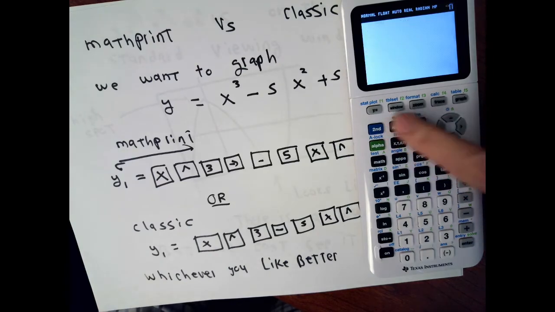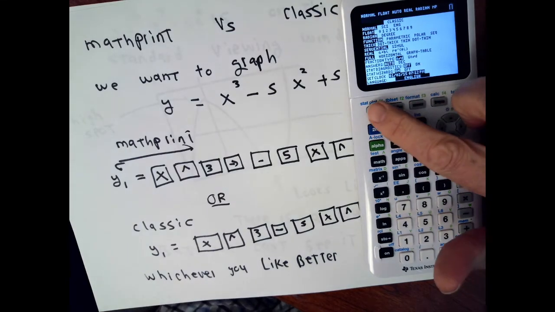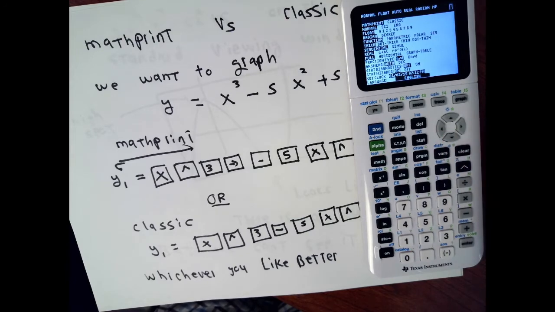In the mode setting, you have a choice up here at the top between Math Print and Classic. If you've got an older calculator, you may not have the choice. It may be Classic by default, but on the new ones, you do have a choice. Right now, Math Print is highlighted.